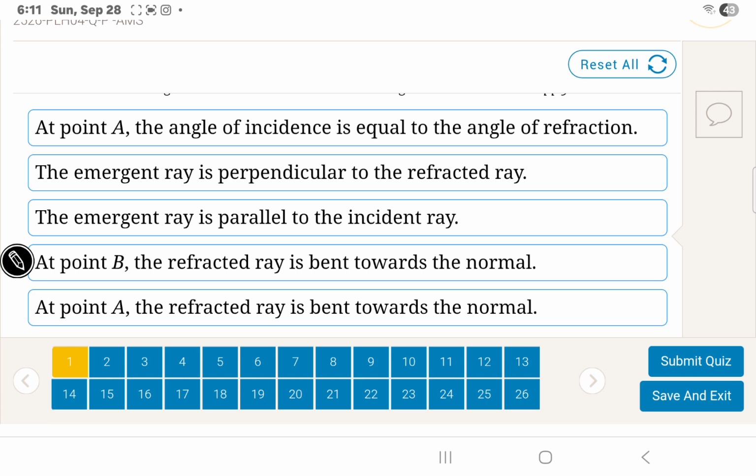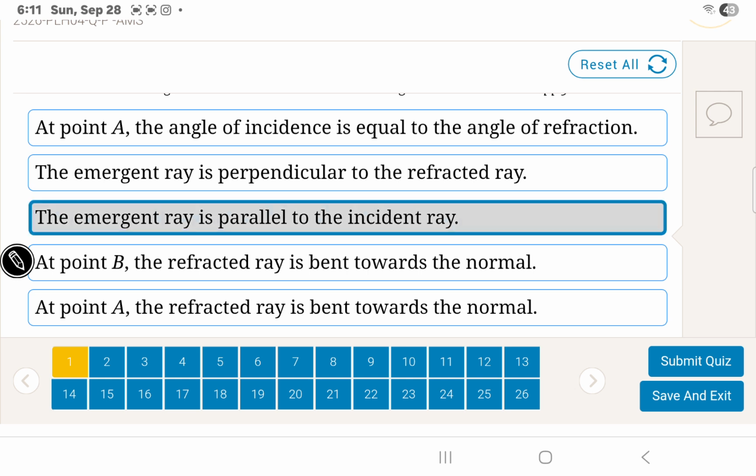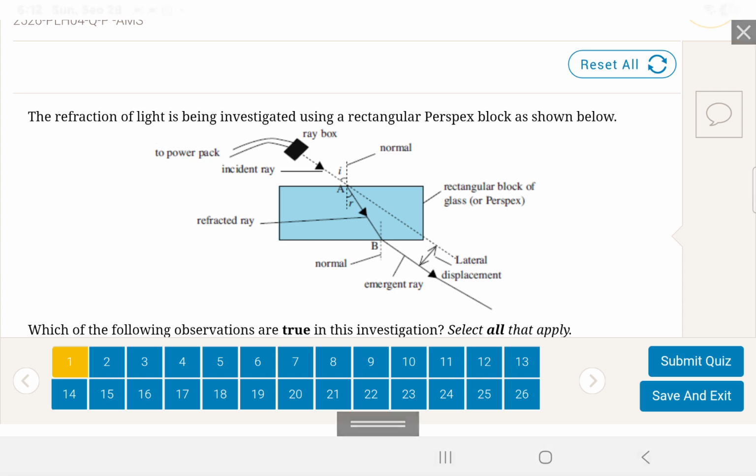At point B, the refracted ray is bent towards the normal. This is incorrect. Emergent ray is parallel. This is correct. Then at point A, the refracted ray is bent towards the normal. Yes, this is correct, because here at A, if you can see, it bends towards the normal.